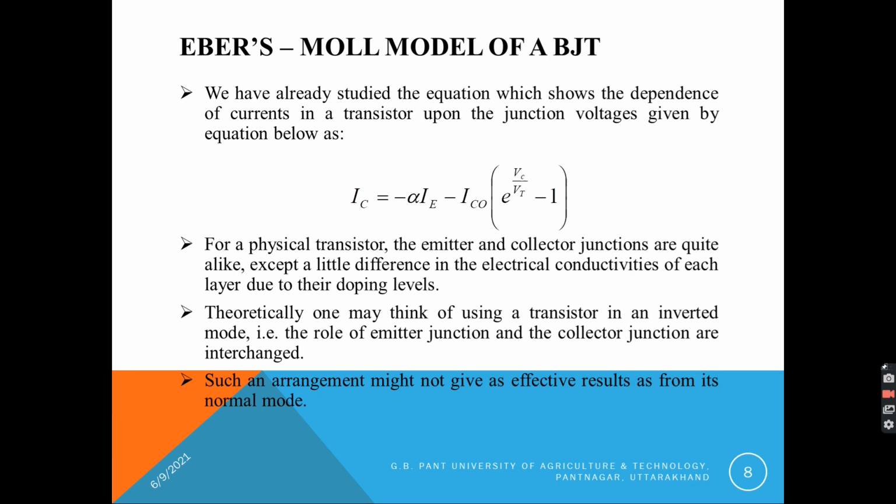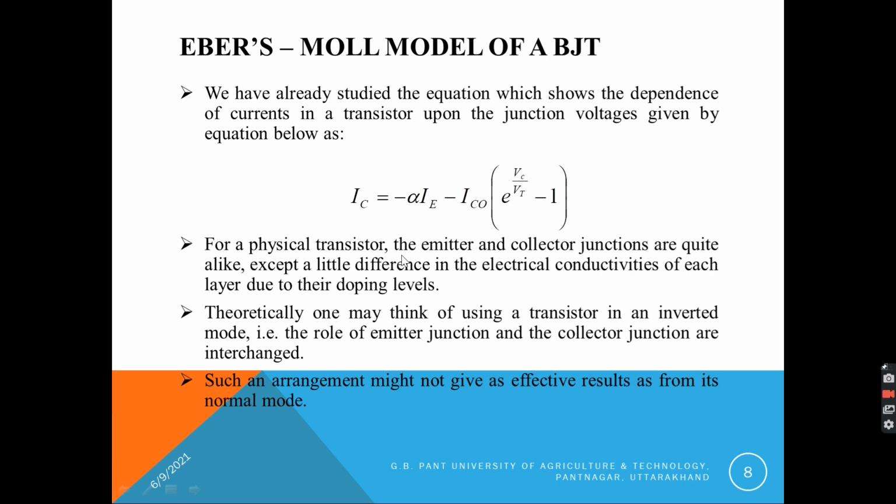Now coming to the Ebers-Moll model of a BJT, we have already studied an equation that shows the dependence of current in a transistor upon the junction voltages, given by IC equals minus alpha IE minus ICO into e raised to the power of VC upon VT minus 1.